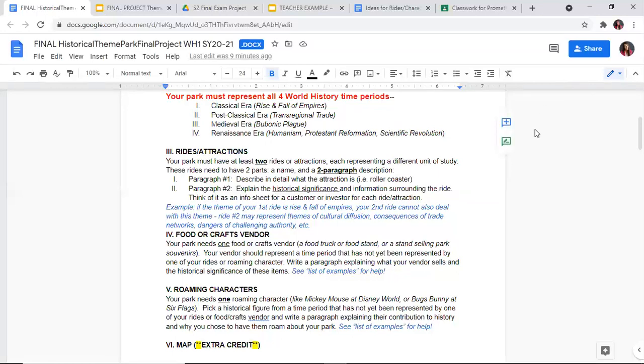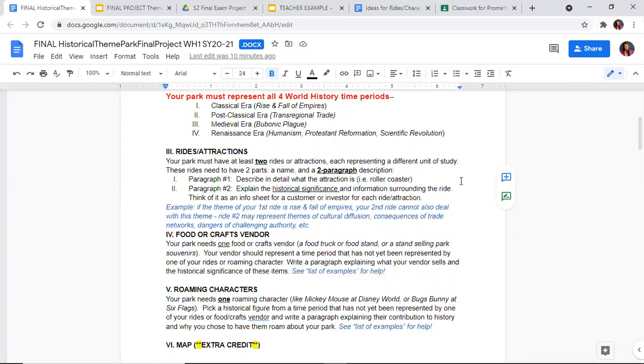So let's take a closer look at what's required for each of your 2 rides or park attractions. Your park must have at least 2 rides or attractions, each representing a different unit of study. These rides need to have 2 parts, a name and a 2-paragraph description. In the first paragraph, you'll describe in detail what the attraction is. Is it a roller coaster, a log flume, a tilt-a-whirl? What kind of ride is it? What can people expect? Why would they want to come and experience this attraction?